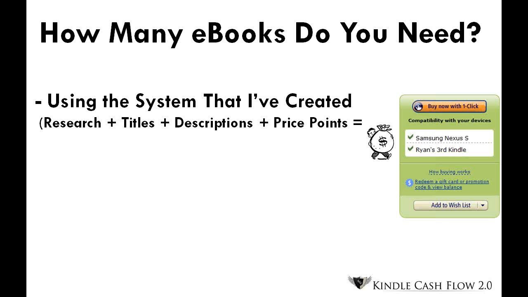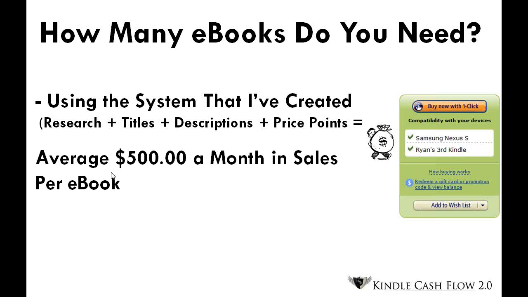Using this system that I've created, where you go in, you do the research, you create the proper titles, and I just shared some of the title creation process with you because we're running short on time. But there's a few other things that you do as well. And then when you have your research, your titles, plus your descriptions, plus the price points, you're unstoppable. And you can average those $500 a month in sales per ebook.